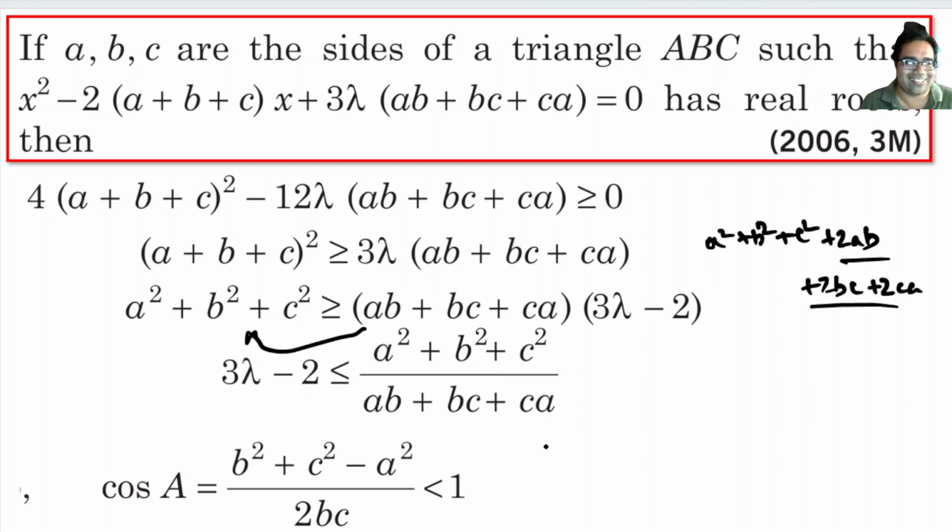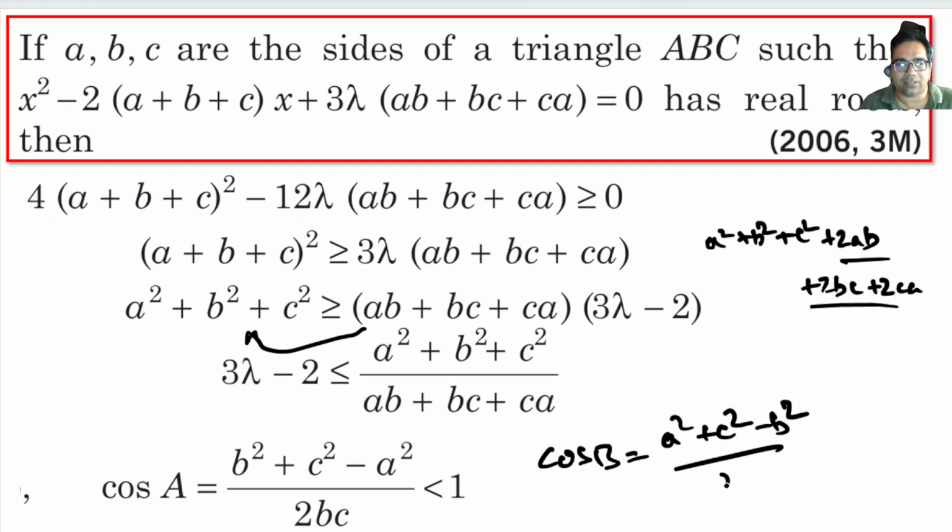Now, let us use our very familiar cosine law. What is our cosine law? If A, B, C are angles of a triangle, capital A, capital B, capital C, and small a, b, c are lengths of sides, then cos A is (b square plus c square minus a square) by 2bc. Cos B is similarly (a square plus c square minus b square) by 2ac. Similarly, cos C also. This is our very famous cosine law. We have already derived this in one of our previous videos.